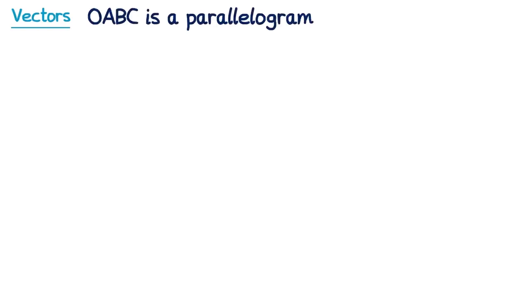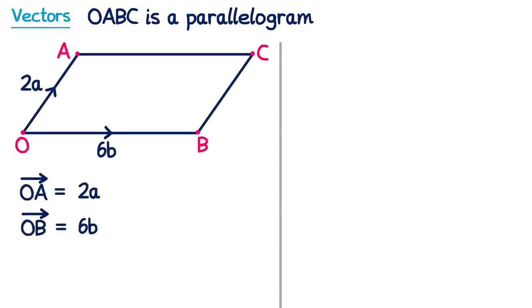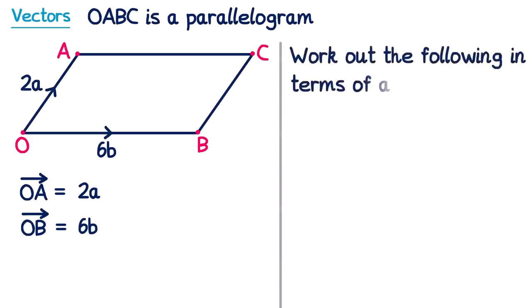Now let's have a look at a second question. In this one, we've got OABC, which is a parallelogram, and here it is. And we've been told some information about two of its vectors, OA is 2A and OB is 6B, and you can see both of those on this diagram. Then we're going to answer some questions. This one says, work out the following in terms of A and B. And we're going to start with these two vectors, BC and AC.